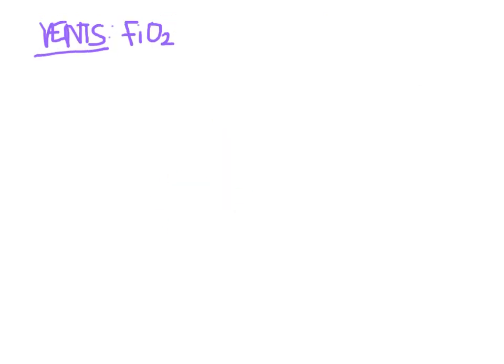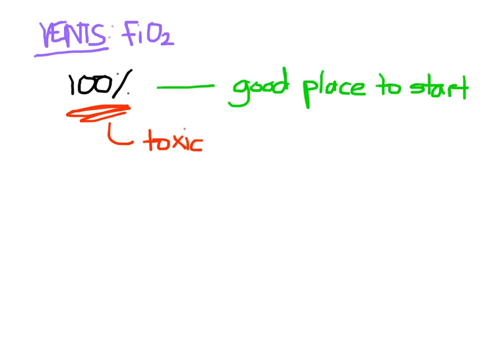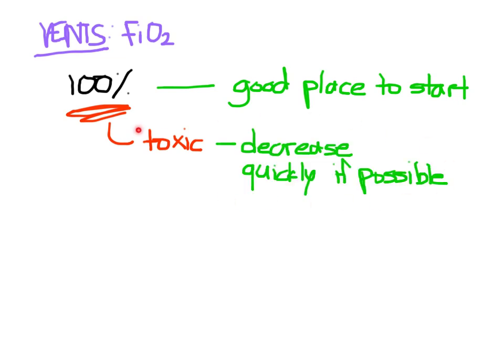The next one we're going to talk about is the FiO2, or the fraction of inspired oxygen. And it's probably safest to start at 100%, because you figure during intubation the patient's not breathing, they're going to be apneic for a while, and so you want to get as much oxygen as you can inside of them. But we know that high oxygen is actually toxic, and so we want to quickly bring that down. So 100% is a good place to start, but we're going to want to bring that down. And we'll talk about a good way to do that as well.